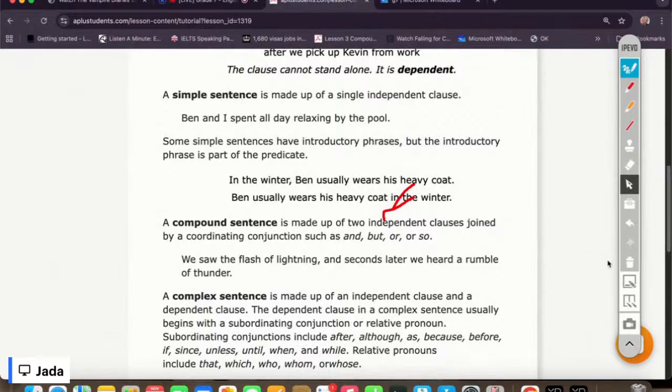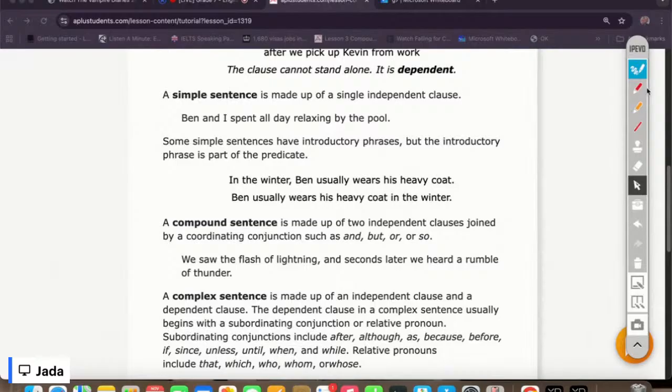So next we have the simple sentence. A simple sentence is made up of a single independent clause because it can stand alone. We have: Ben and I spent all day relaxing by the pool. Some simple sentences have introductory phrases, but the introductory phrase is part of the predicate. So: in the winter, Ben usually wears his heavy coat, or Ben usually wears his heavy coat in the winter.